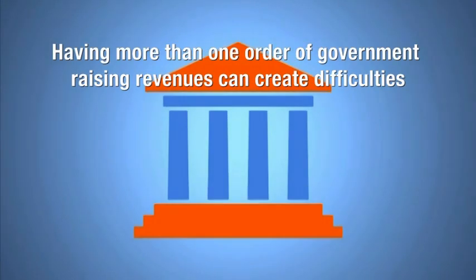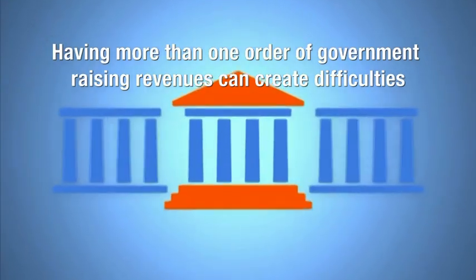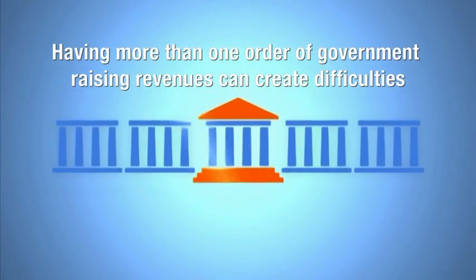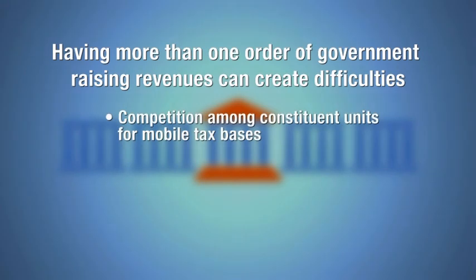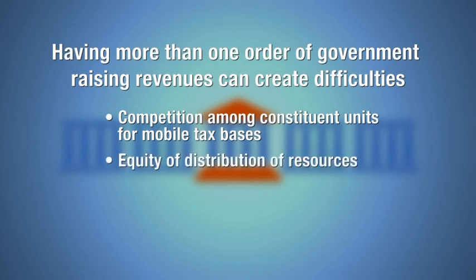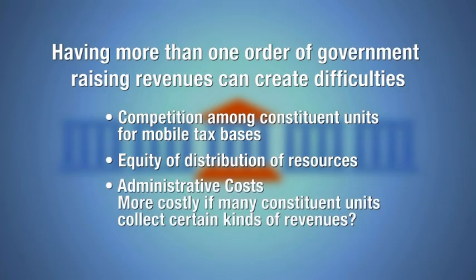Inevitably, having more than one order of government raising revenues creates some difficulties. These include competition among constituent units for mobile tax bases. People and businesses might choose to move in order to pay lower taxes. Equity of distribution of resources. Some regions might have oil and gas and revenues from them, for instance, while others not. Administrative costs. It could be more costly if many constituent units collect certain kinds of revenues rather than one central government.